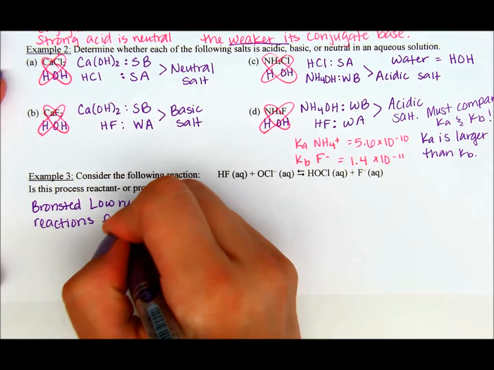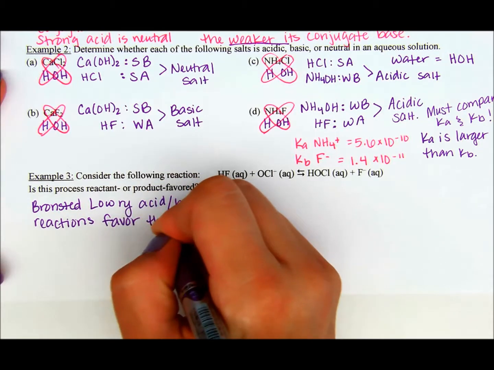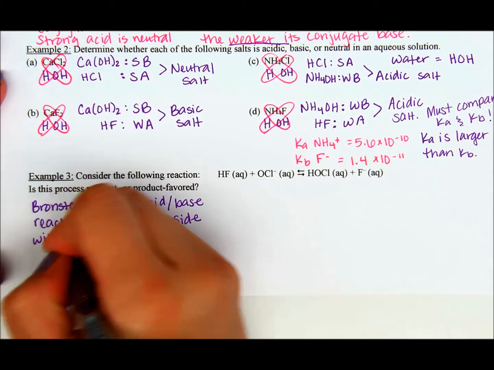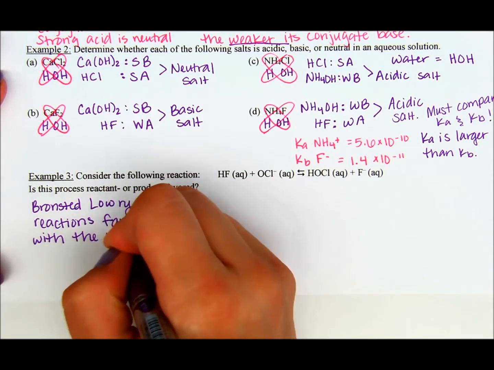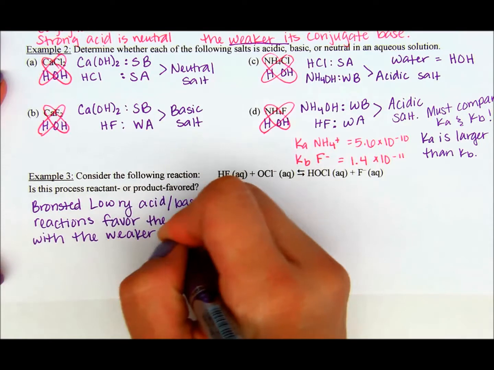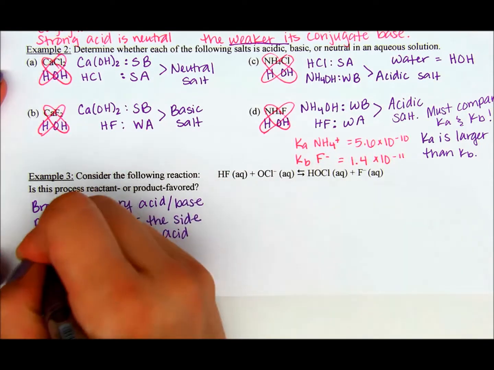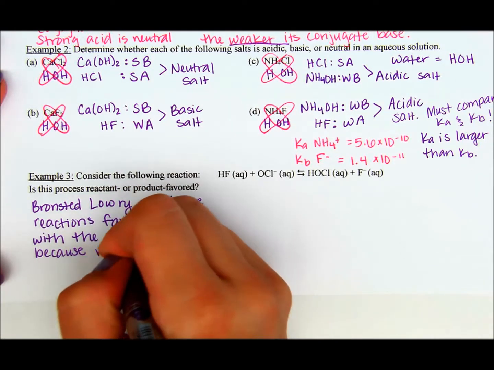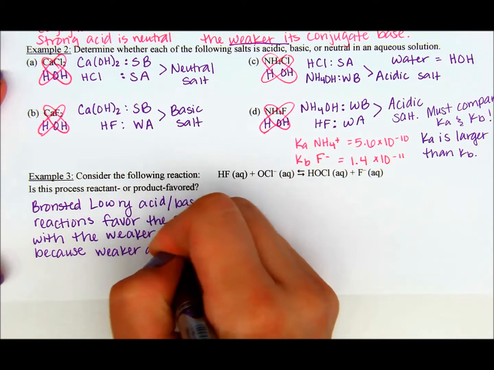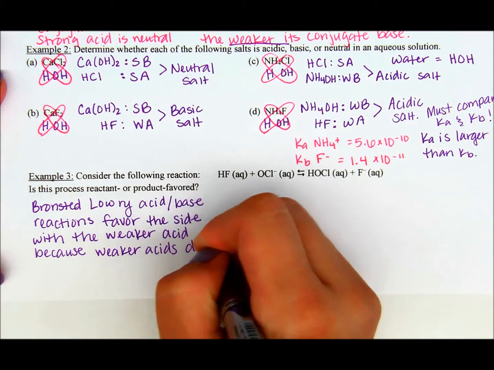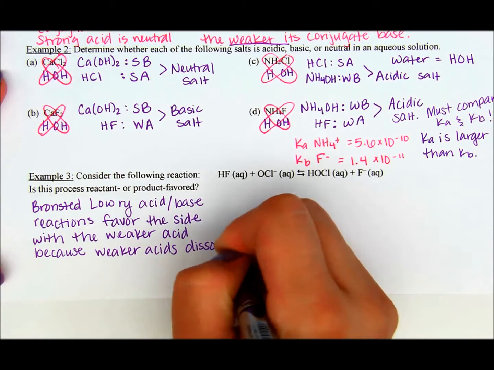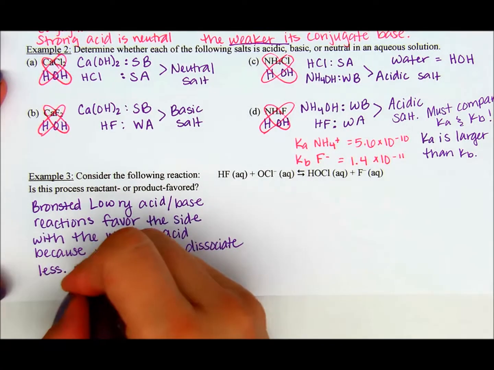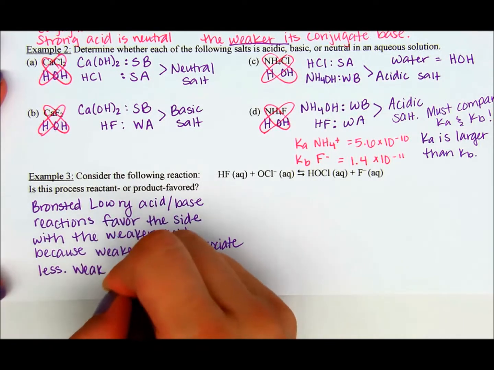they favor the side with the weaker acid. Because weaker acids dissociate less, or to a lesser extent. Weak acids and bases are lower energy.